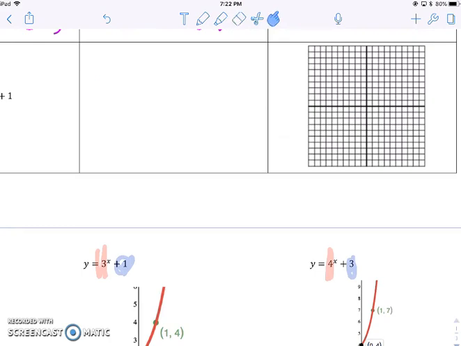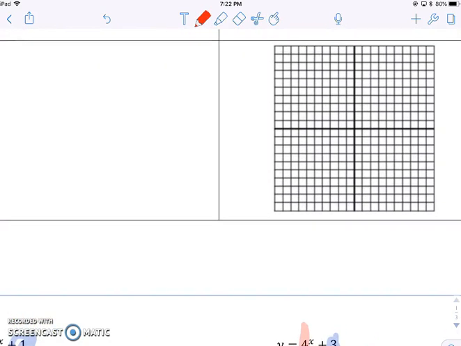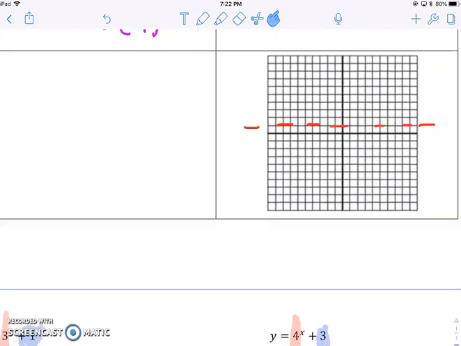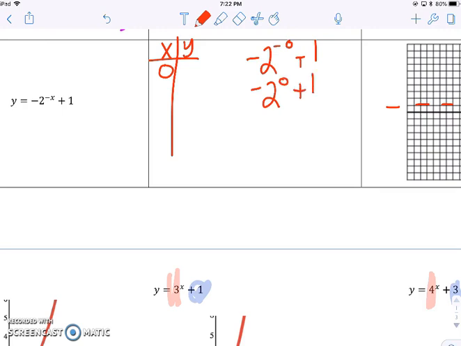And then what about this last one here? We got a lot of negatives going on. So those are those reflections, but our asymptote is still at 1. We have that plus 1. And it's got to be reflected in some way with those negatives. So let's make our xy table. So when x is 0, negative 2 to the negative 0 plus 1. So negative 2 to the 0 plus 1. Now remember, anything to the 0 power is 1. So this part here is 1. So negative 1 plus 1. Well, that's 0.